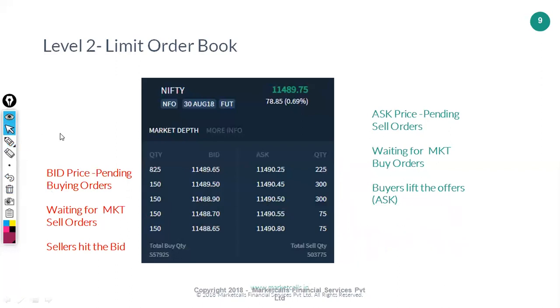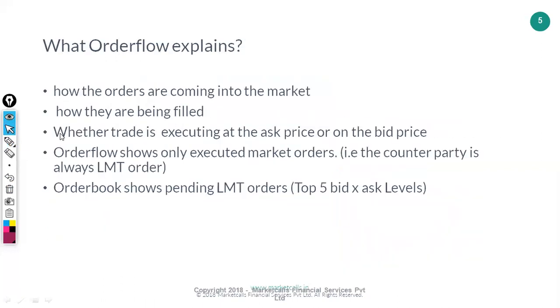Okay, now let's get back. Order flow helps in explaining whether a trade is executing at the ask price or the bid price. That's what order flow visualizes, and it shows you in the form of a table. Let's take an example of a candlestick over here. Let's say here is a candlestick.